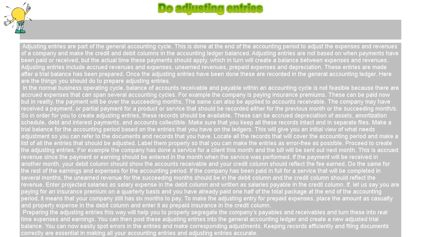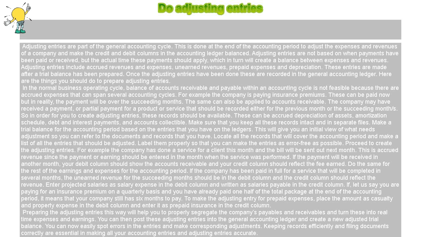Here are the things you should do to prepare adjusting entries. In the normal business operating cycle, balance of accounts receivable and payable within an accounting cycle is not feasible because there are accrued expenses that can span several accounting cycles. For example, the company is paying insurance premiums. These can be paid now, but in reality, the payment will be over the succeeding months.